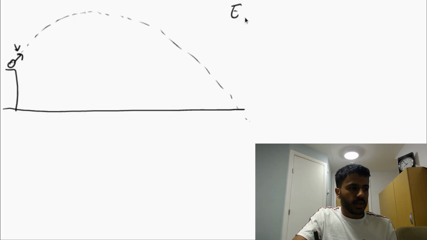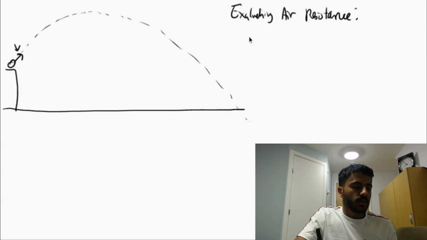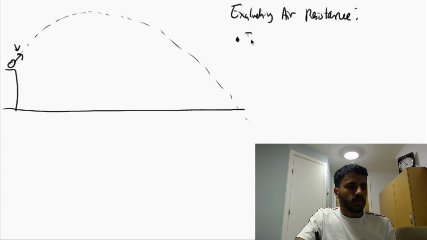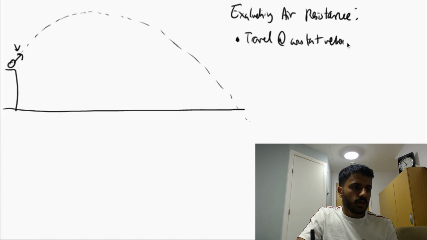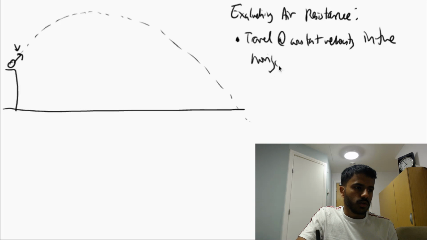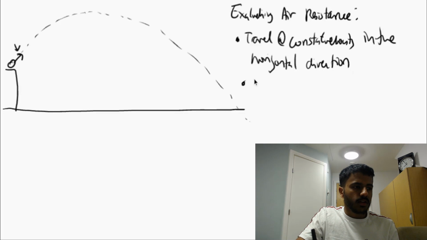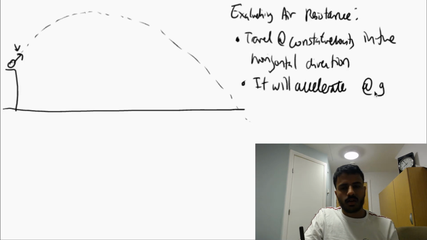And excluding air resistance, we know it travels in this sort of path because it will travel at a constant velocity in the horizontal direction, and it will accelerate at the gravitational field strength g downwards.